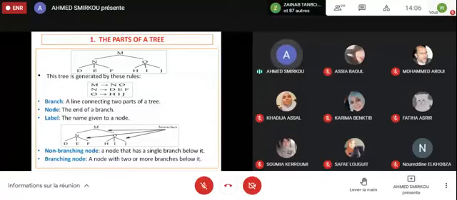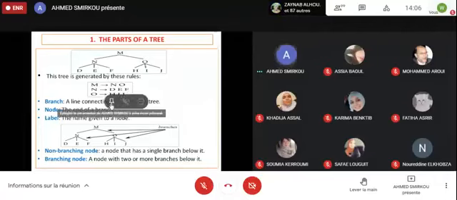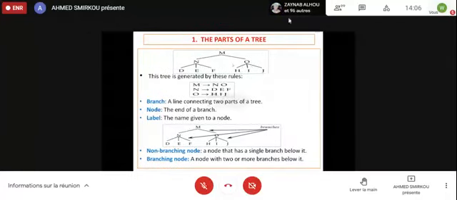All these nodes here are branching because below N we find three, below O we find three branches, and below M we find two. So all of them are branching nodes.